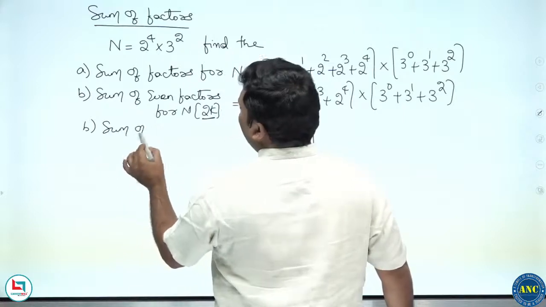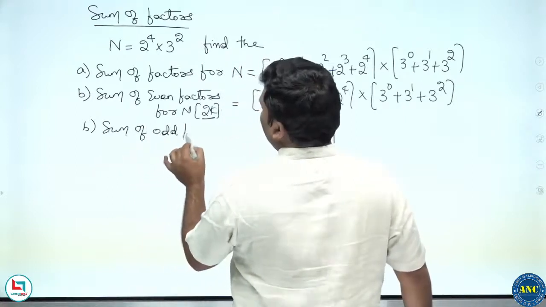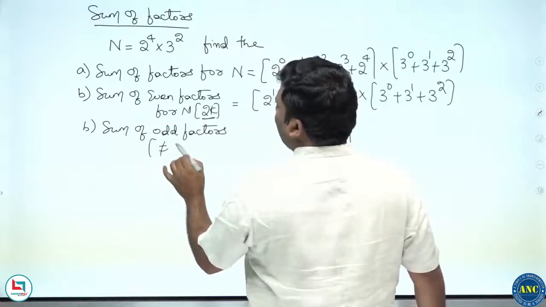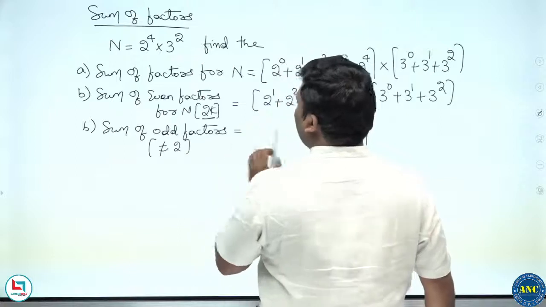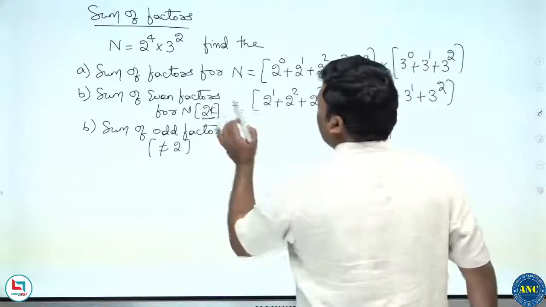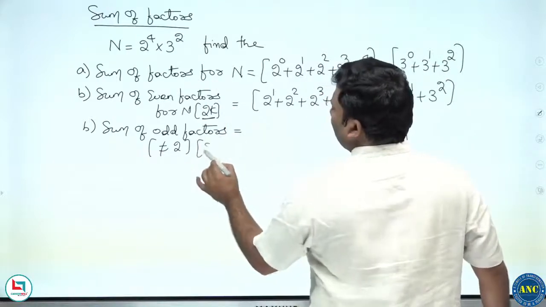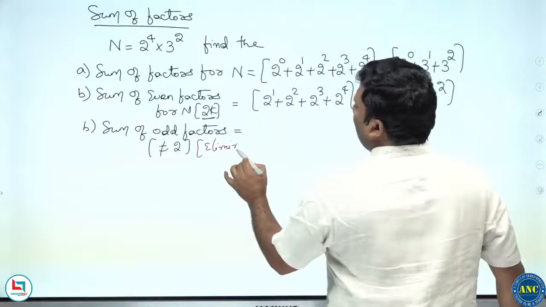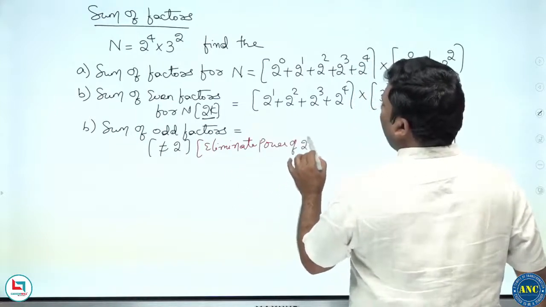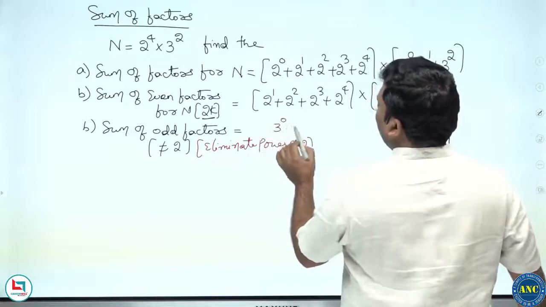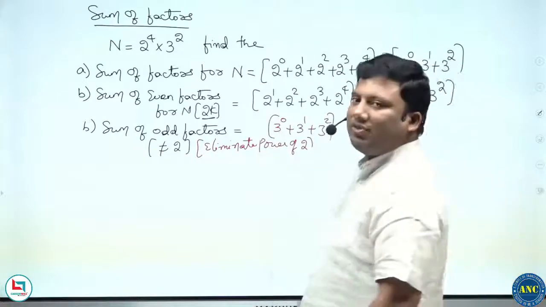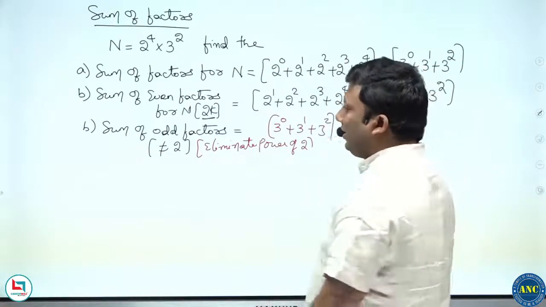Sum of the odd factors. What do you mean by odd factor? A factor is said to be an odd number if it is never divisible by 2. Eliminate the powers of 2, any power of 2 starting from 1 which gives an even number. So the answer will be 3 power 0 plus 3 power 1 plus 3 power 2. This is the sum of the odd factors. I hope the idea is clear.